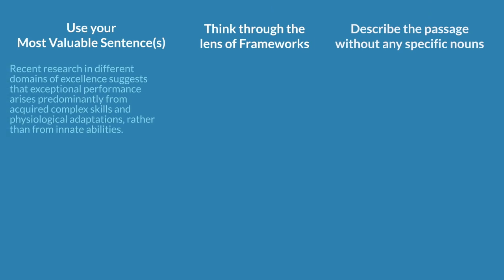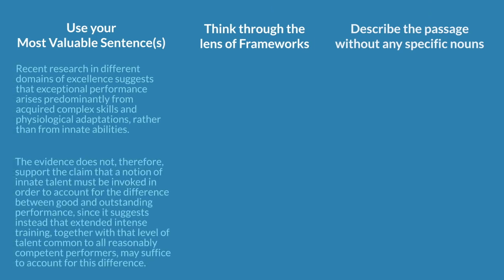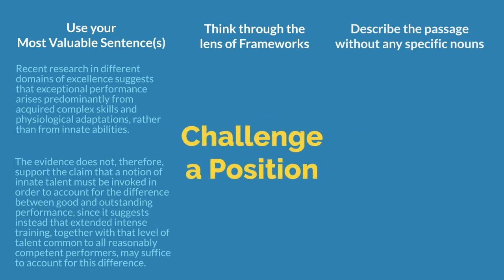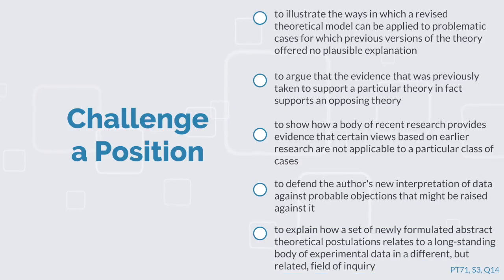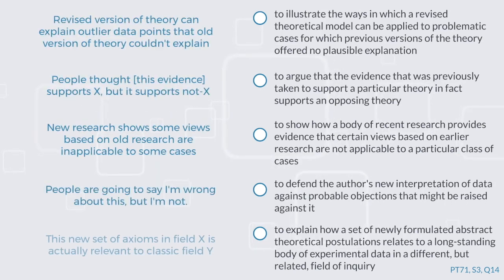All right, well, our most valuable sentences were these. Our framework was that we were challenging a position, old or new. So if I'm trying to be unspecific, we presented research that was there to challenge a position. We're trying to undermine or evaluate the original idea. And it is a discussion of what causes superstar performance, so like an explanation for a phenomenon. So the passage wanted to present research to undermine an explanation. Once again, pause the recording to see how we're simplifying the answers.